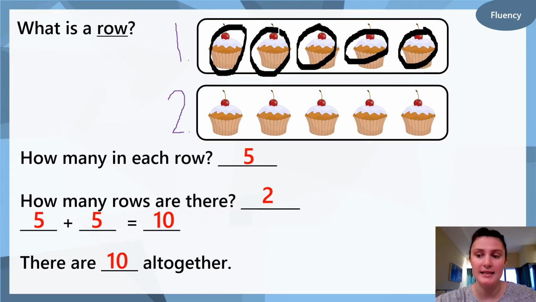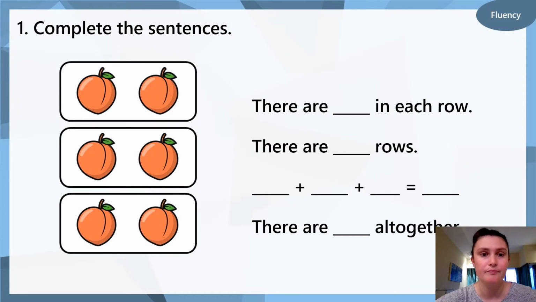Let's have a look at the next slide and see if you can do some of these by yourself. So there are how many in each row? Remember, row is going across. So I want you to have a look, count how many are in each row. On your paper, I'd like you to write number 1, and I'd like you to write this first sentence here. There are blank in each row. Write this sentence here and fill in the blank. You can pause the video now while you do that.